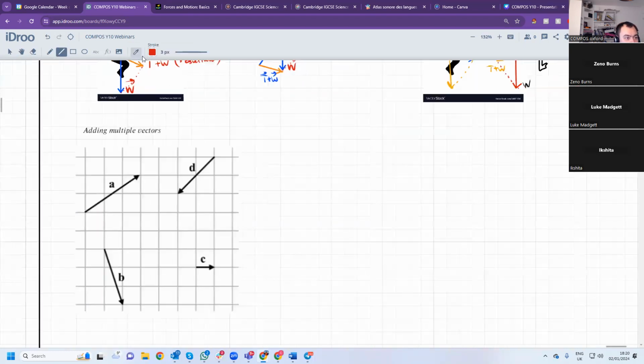So I take copies of the vectors. So A, B, C, and D. Okay, so what I want to do is take vector A, then I draw a vector, and then take vector B, and I take vector C, and then I take vector D.